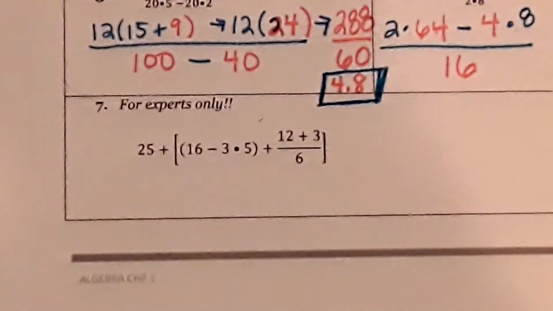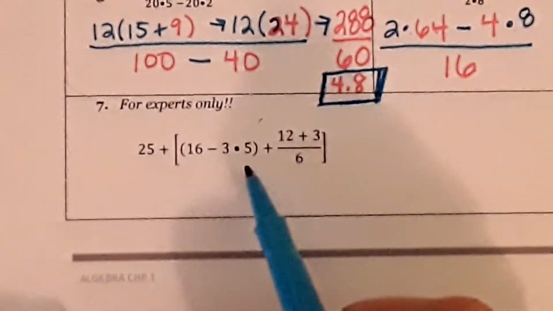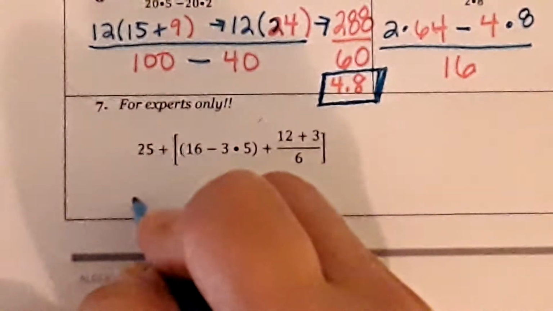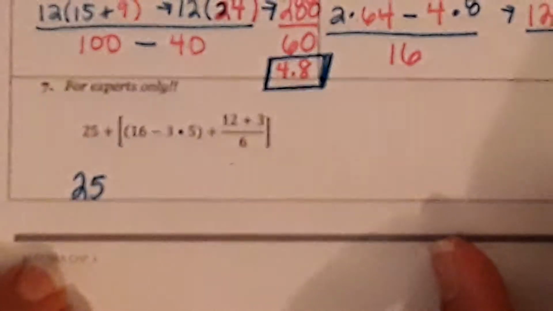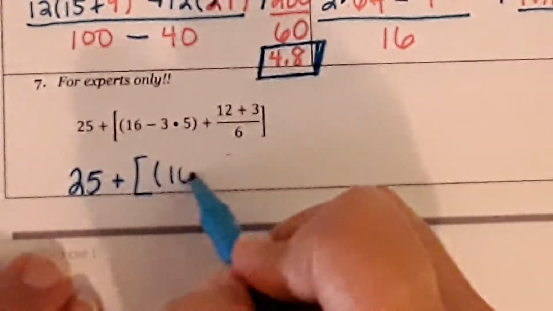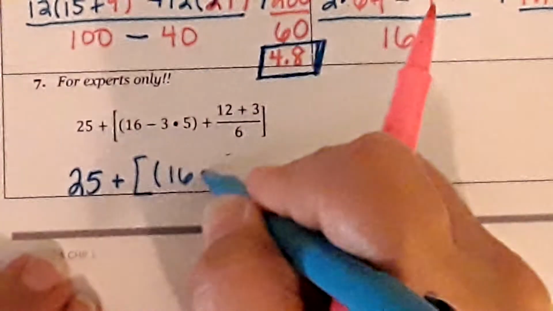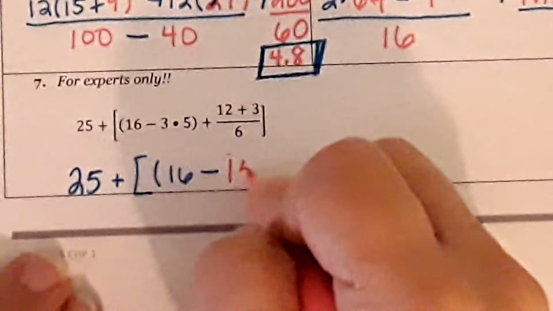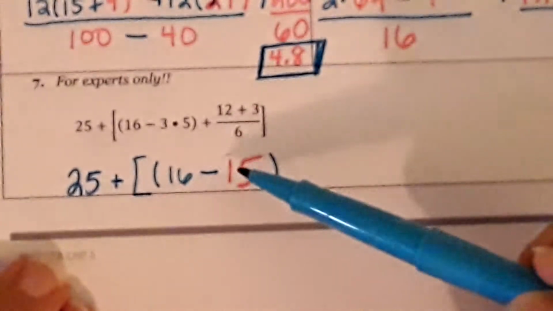So let's attack this problem, you guys. A lot of kids, when they start, they're like, I don't know where to start. Well, start with inside. We see 16 minus 3 times 5. So that means we're going to do the 3 times 5. So I got 16. 3 times 5 is, what do you know? Come on, you guys. You know it. You can help me out. You're right. It is 15. And then we're going to close that parenthesis.